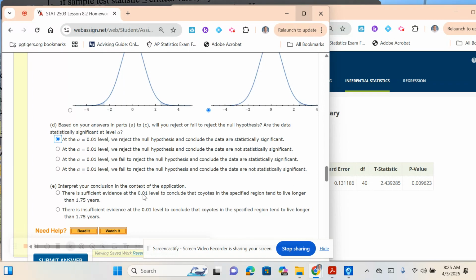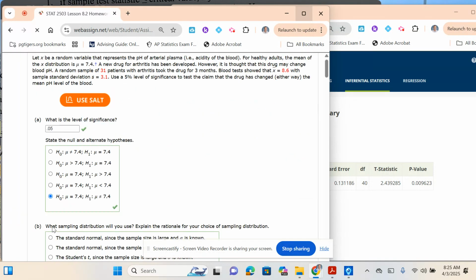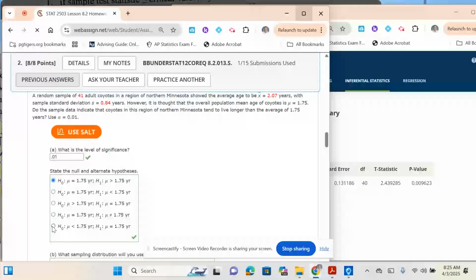So let's interpret the conclusion. If it's significant, you say there is sufficient evidence. Like proving someone guilty, you have sufficient evidence to say that the coyotes in this region tend to live longer than 1.75 years. Okay. Some people might get different answers. It looks like most of y'all get similar answers there.